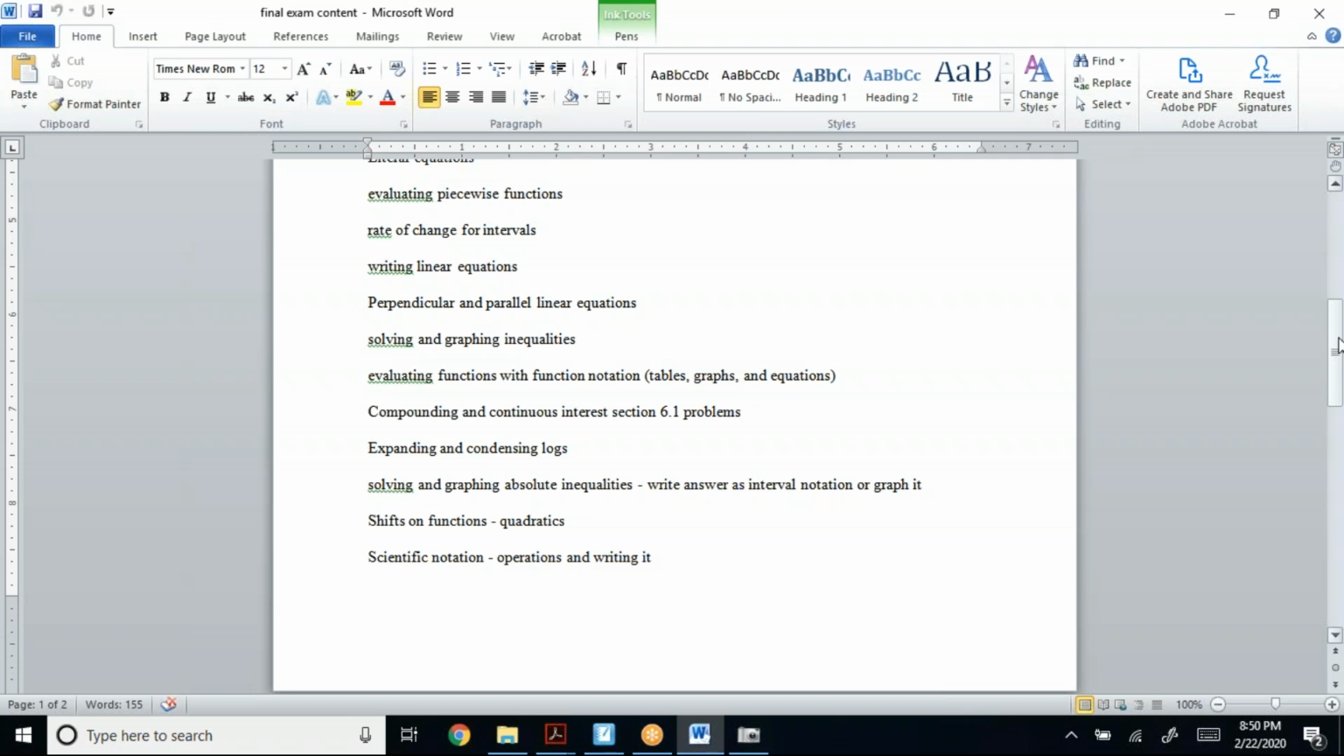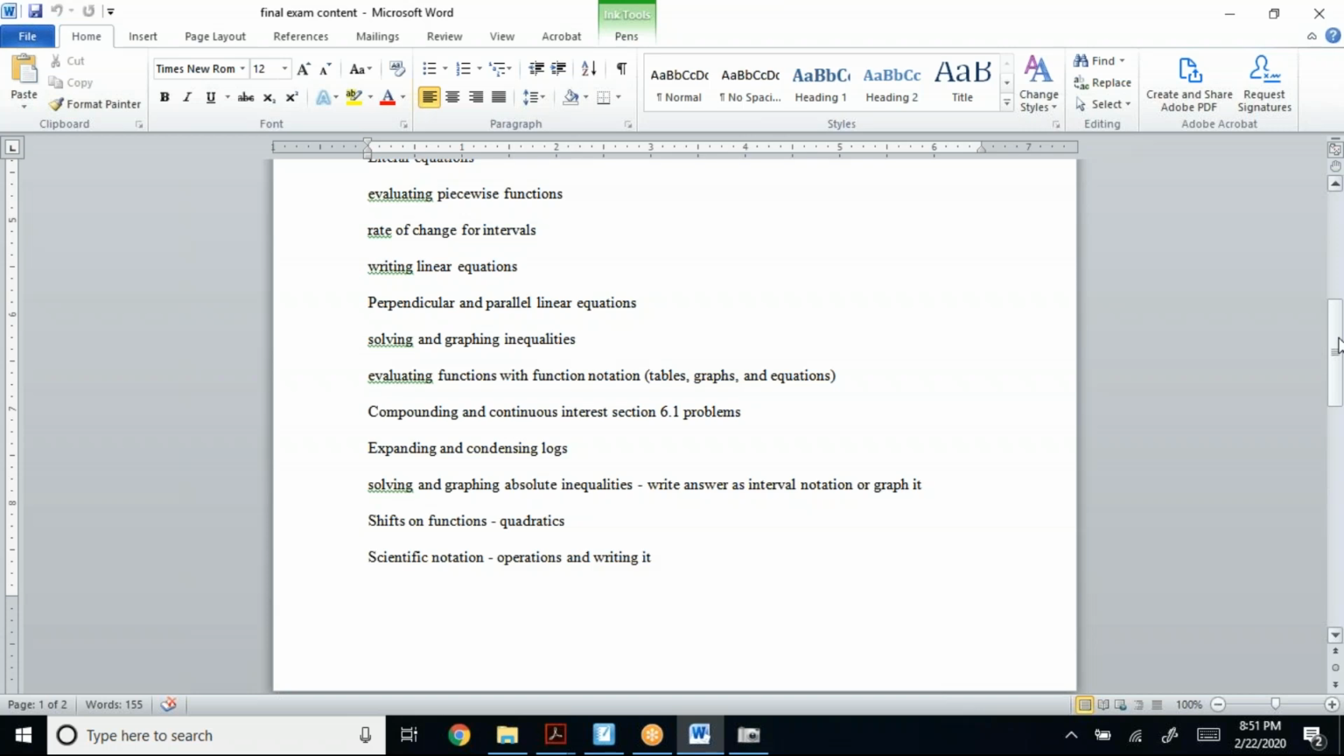Perpendicular and parallel line linear equations, meaning if you remember, we went through that section: write an equation if it's parallel to this one but passes through this point. Write me an equation that's perpendicular to this but passes through this point. So just be aware of that. Evaluating functions with function notation, tables, graphs, and equations. We did those with chapter 3, chapter 4, I think.